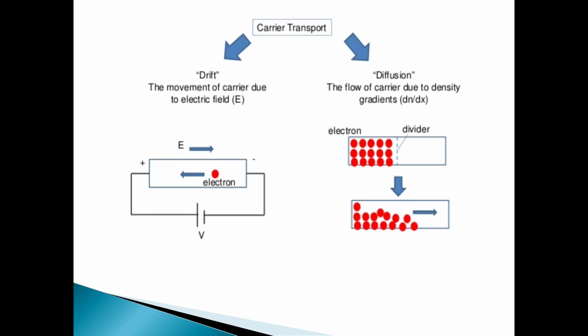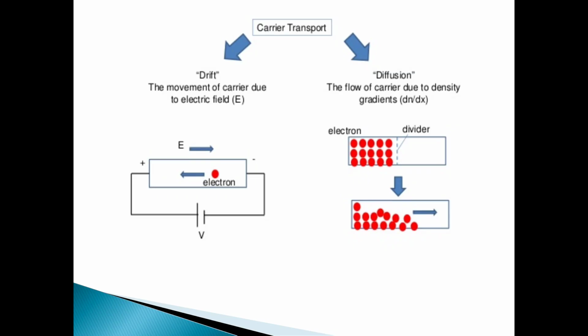Now what are the various transport phenomena in semiconductors? It is basically of two types, the drift and the diffusion. Now what do we mean by drift? The movement of charge carriers under the influence of an electric field is known as the drift of the carrier.